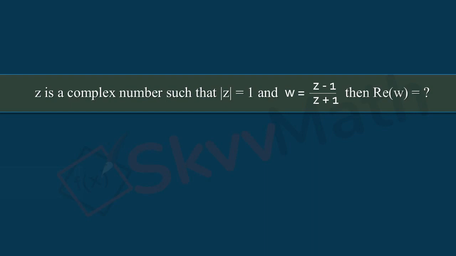And what is the condition mentioned on Z? That is mod Z is equal to 1. The modulus of a complex number Z is equal to 1 and W is defined as (Z minus 1) by (Z plus 1), and here we have to find out what is the real part of W.